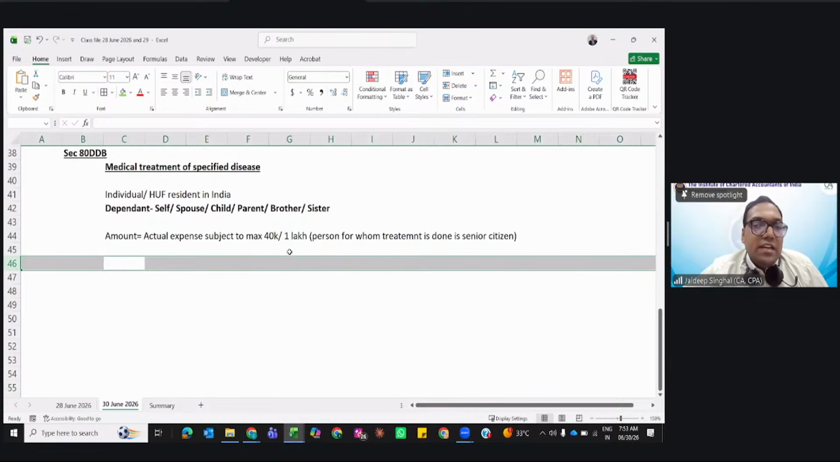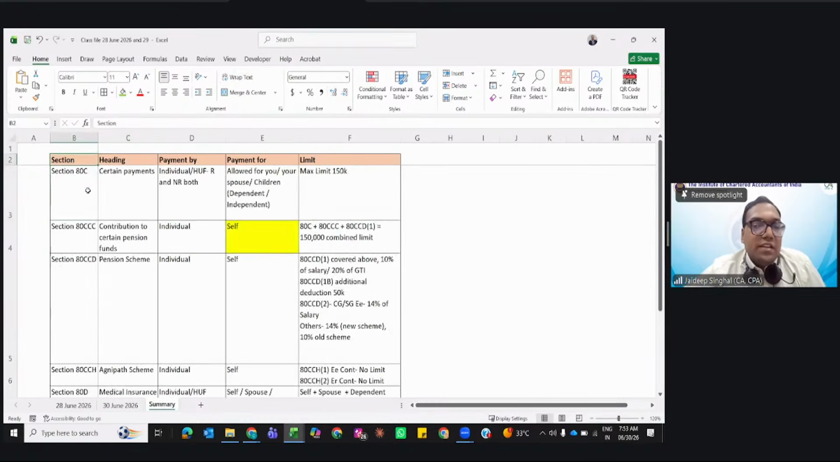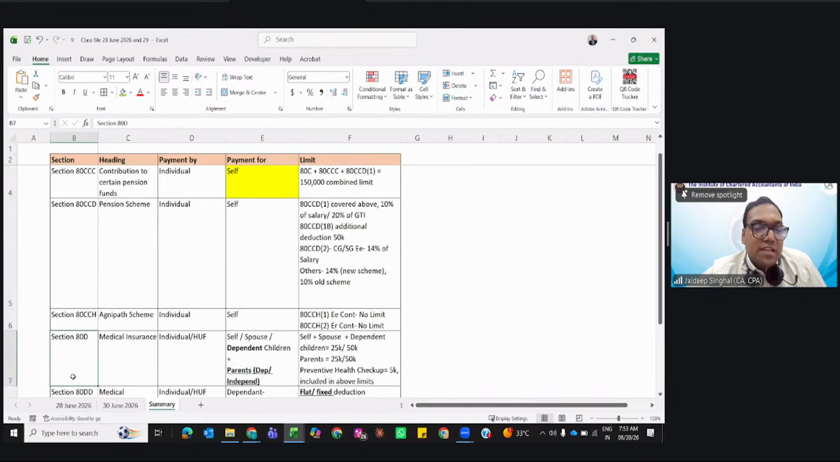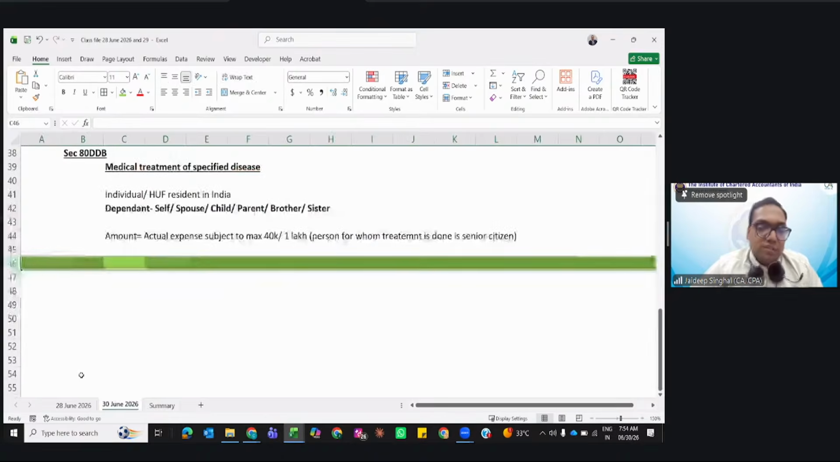Now we are done with 80DD series, right? So what we discussed here, we discussed 4 sections in 80C series: 80C for payments, 80CCC for pension funds, 80CCD for the pension scheme, 80CCH for the Agnipath scheme. Then there is another set, 3 deductions in 80DD for the disease. One is for medical treatment, one is for dependent disabled, one is for the specified disease, right? Now we will discuss 4 sections in 80E series. 80E for the interest. Let's start.